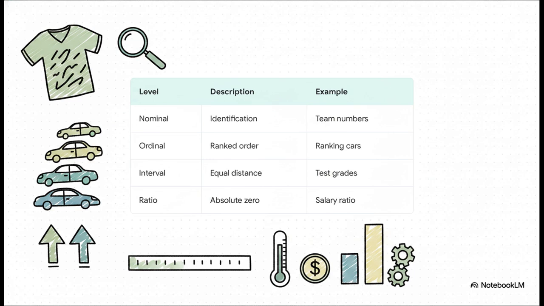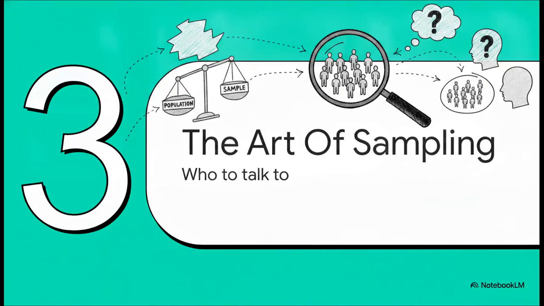Then we have interval data. Think of a test score from 0 to 100. The distance between points is equal, but there's no true absolute zero. And finally, the holy grail, ratio data. This actually possesses a true zero, which means we can mathematically say things like, Ram makes exactly twice the salary of Sham. Which brings us to section 3, the art of sampling, figuring out who to talk to.